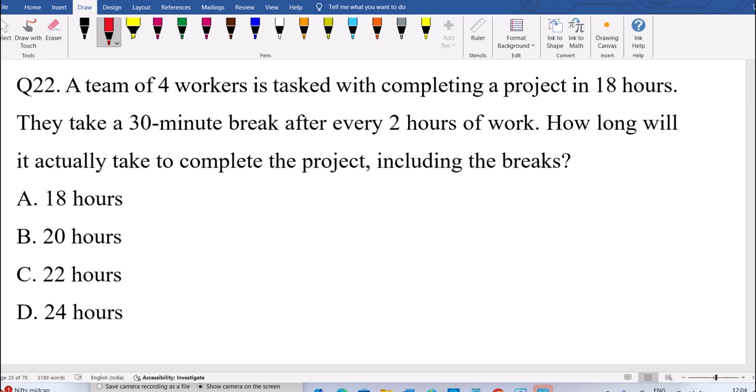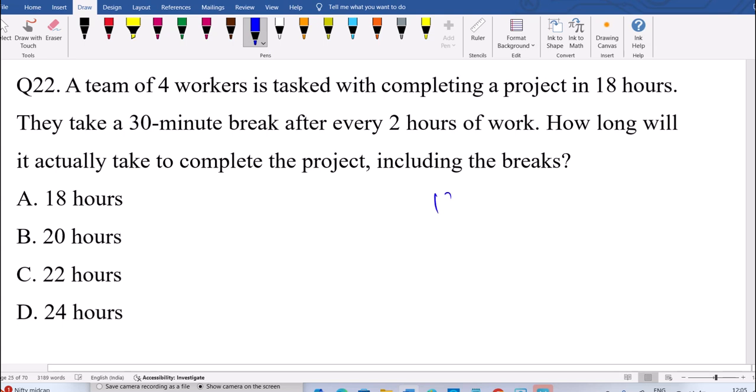Ignore the 18 hours. Let's say 6 hours. In 6 hours, how many breaks are there? 2 breaks only, not 3 breaks. In 6 hours, after 2 hours, 1 break, again 2 hours, 1 break. Next 2 hours, you complete the work. After that there is no break, I don't worry about it. So that is the good question. In 6 hours we have only 2 breaks. Every 2 hours, the breaks are 6 divided by 2 minus 1. Minus 1 means the last one is not needed.